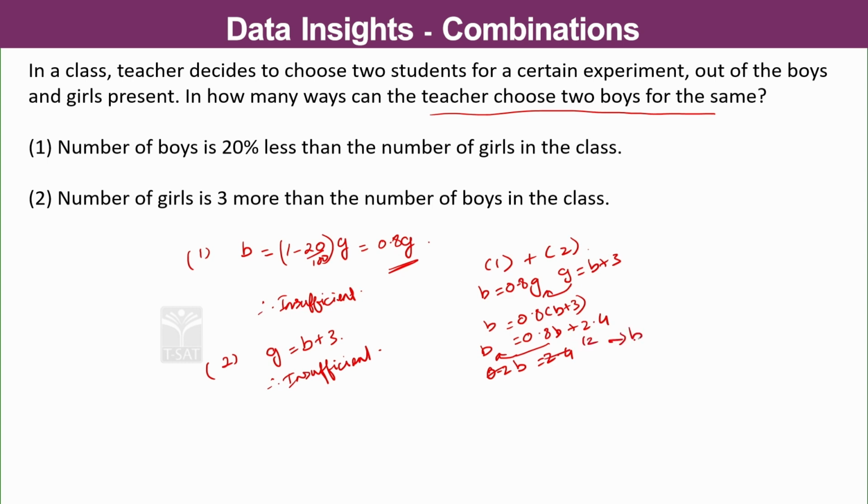So, B is 12. So, you can easily say that the number of ways the teacher chose 2 boys will be 12C2. Therefore, together these are sufficient to answer the question. So, the answer is option C. When statement 1 alone is not sufficient, statement 2 alone is not sufficient, but statement 1 plus 2 together can answer the question. Let us move to the next question now.